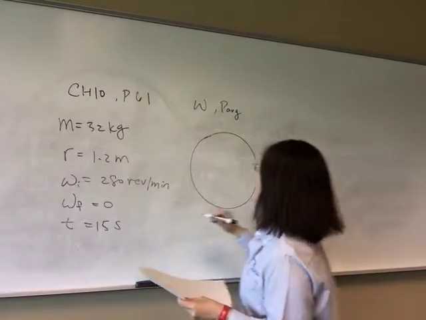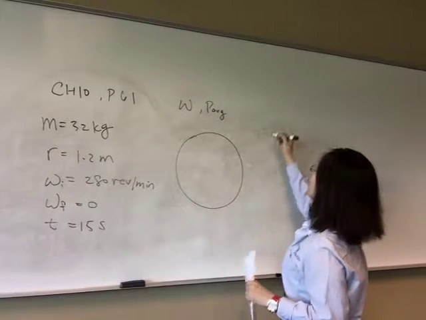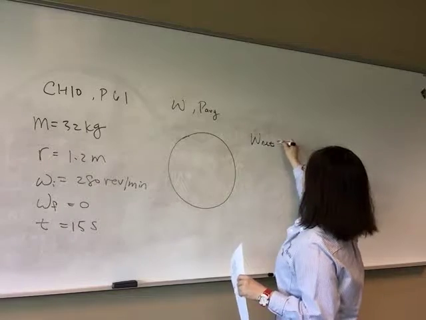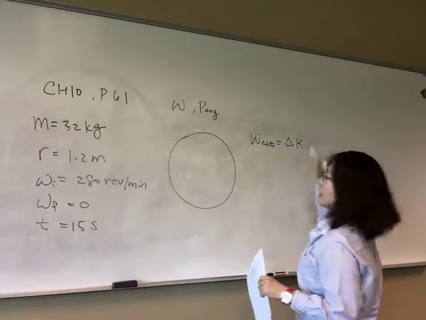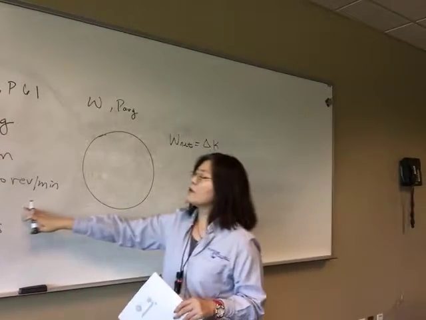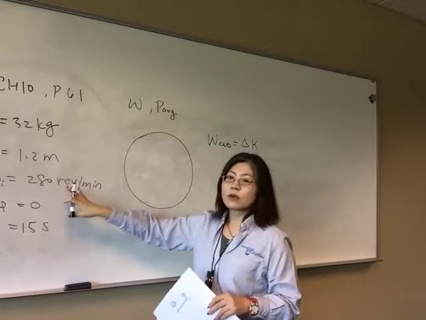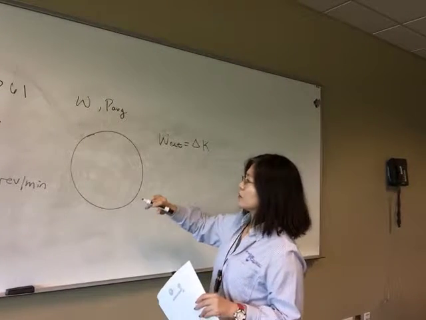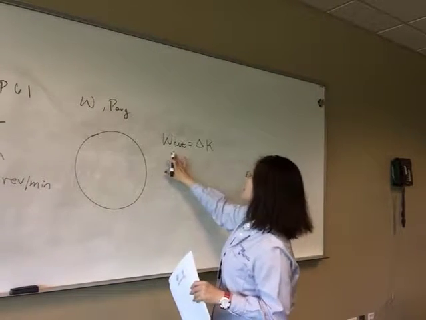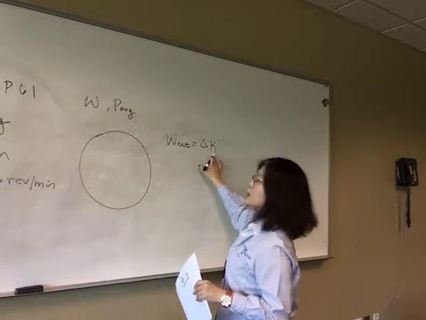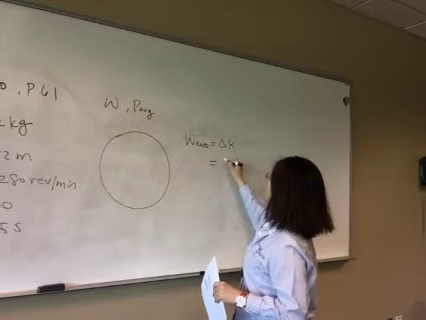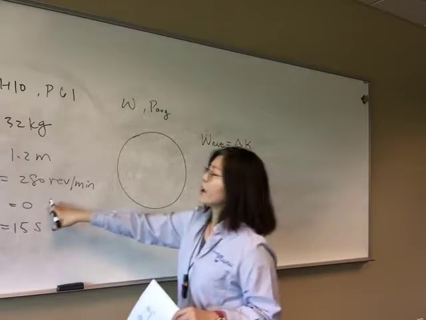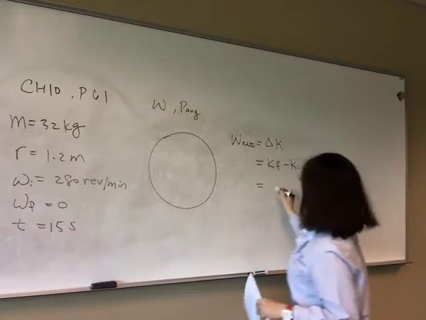So we need to first of all understand that the net work done by the force has to be equal to the change in kinetic energy, right? You have the angular velocity, so you can calculate the kinetic energy, provided that you know what the rotational inertia is. So this is the amount of work that's needed in order to change the kinetic energy. So you have KF minus KI. Now your KF, because the final angular velocity is 0, so there's no KF.